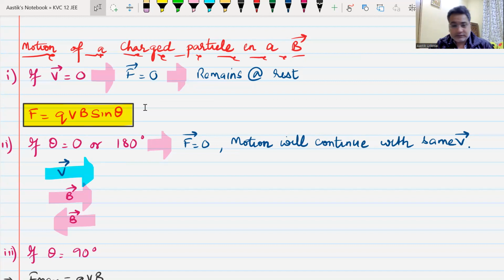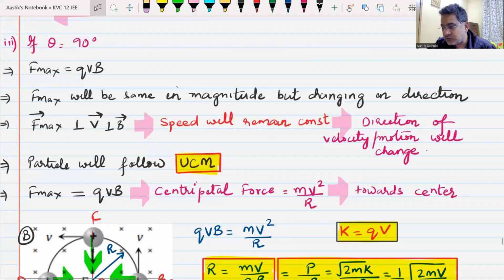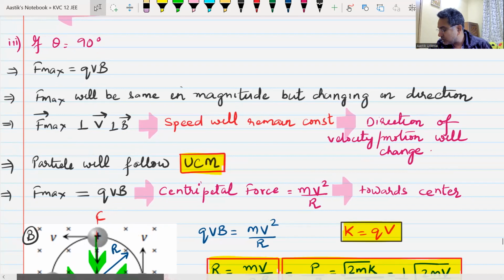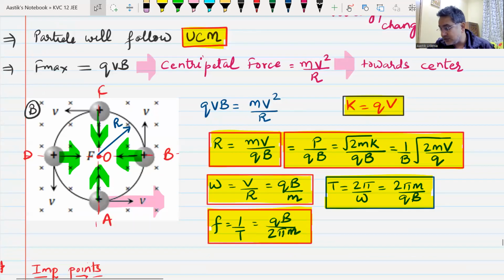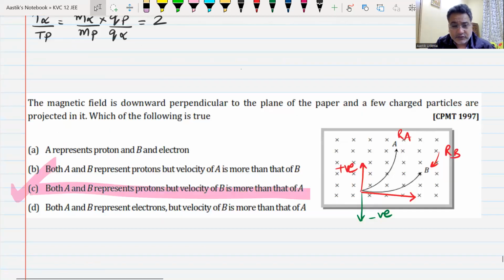The third case, the case where 99% of the questions do come, is the case where theta is 90 degrees. Theta is 90 degrees, force is maximum. This force keeps on changing with time in direction, but only in direction, not in magnitude. And the particle performs our old friend UCM, and we had seen the radius and the omega and frequency and time period, and also some more questions regarding this circular motion.